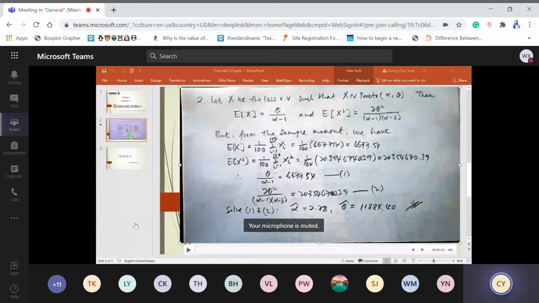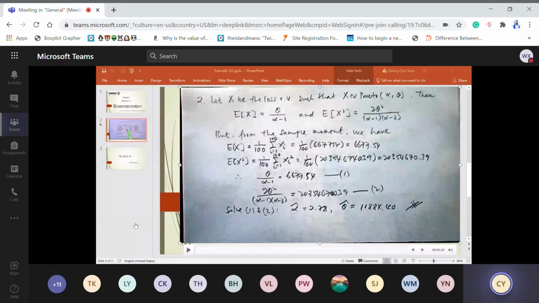Okay, so very clear. Once you have the expected first raw moment and second raw moment, substitute the formula. You just solve the simultaneous equations, and you will get the answer.